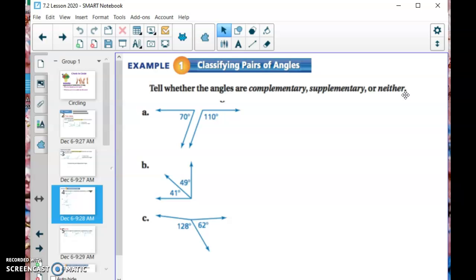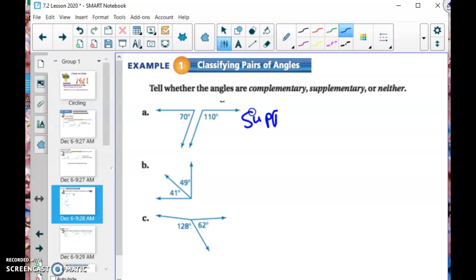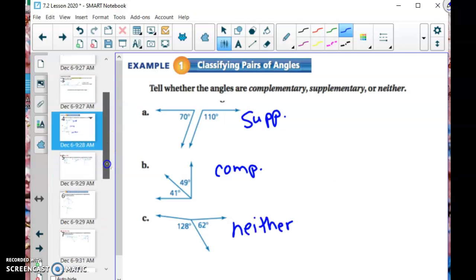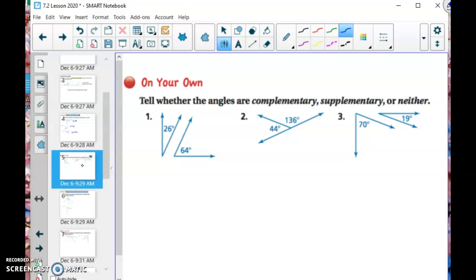So looking at number one, if I add 70 plus 110, that gives me exactly 180 degrees, so those would be supplementary. B, 41 plus 49 sums to exactly 90 degrees, so that would make them complementary. And then C, 128 plus 62 sums to 190 degrees, so that one would be neither complementary nor supplementary. All right, you can pause the video and do those three on your own.